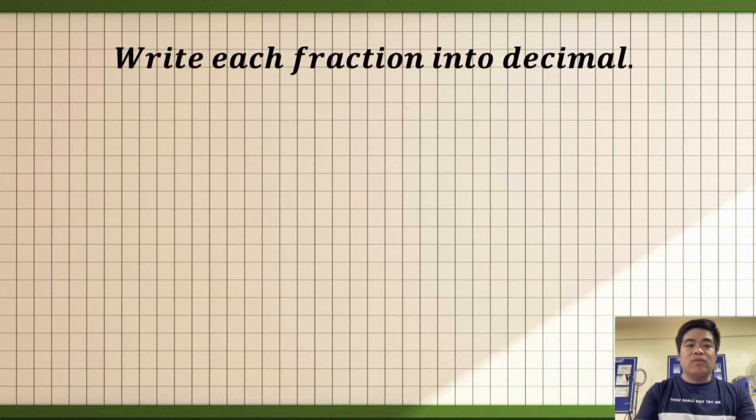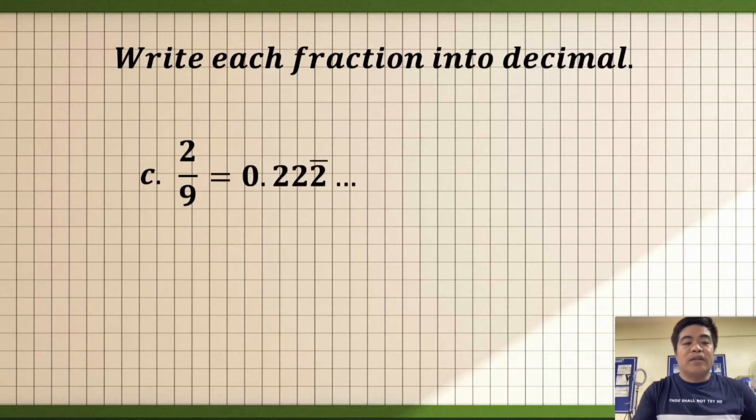Okay. How about this one? Write each fraction into decimal. So 2 over 9, or 2 ninths. Kung gagamitan natin yan ng long division, 2 divided by 9, you will have 0.222... and then you have a bar on the top. That means ang 2 nag-repeat, and then infinite ang pagka-write ng dami ng 2.